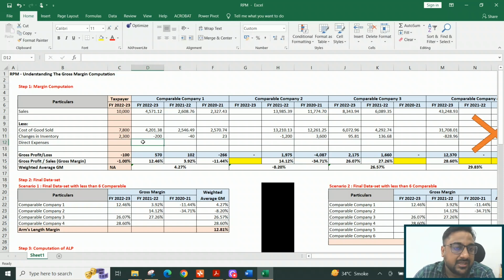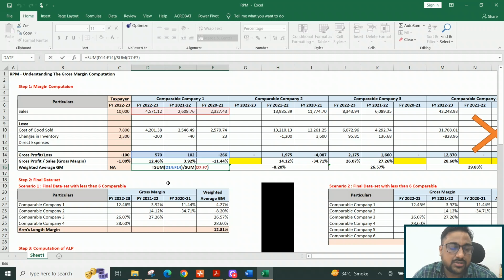So I have not included that part here, in the taxpayer as well as in the comparable company. Now as you can see, there is data available for 3 years, that is the current year and the 2 years preceding it. I have captured all the data, computed the gross margins, and also arrived at a weighted average gross margin. How I have arrived at the weighted average gross margin is that I first totaled the gross profit of all 3 years, and divided that by the total sales made by the company in the 3 years. This is how I have arrived at the weighted average gross margin for comparable company 1.